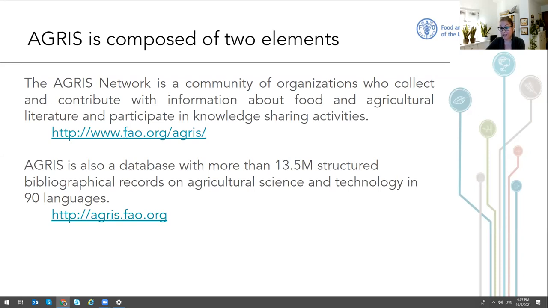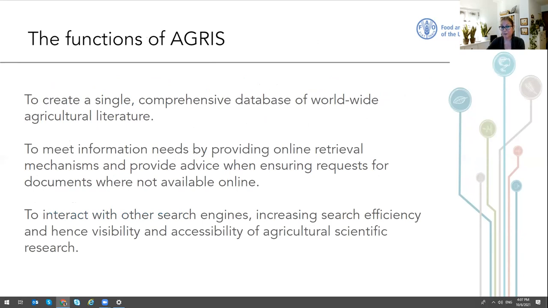Currently, we have more than 13.5 million structured bibliographical records in 90 languages. As I will show you later, multilinguality is one of the main concerns in all our programs, but particularly for Agris. And this is the other website that you can visit, agris.fao.org, to look for more information about the database.